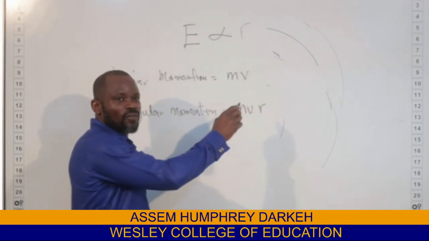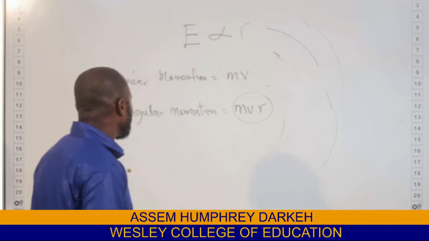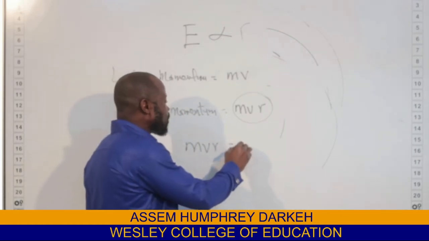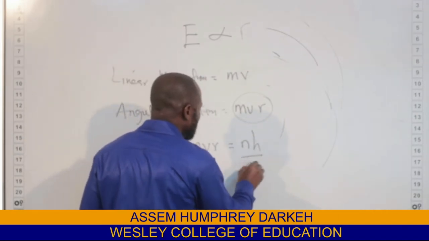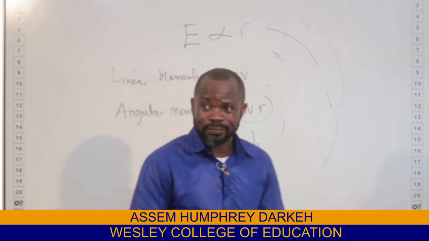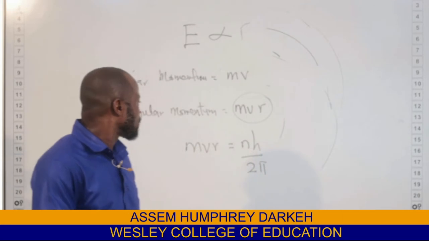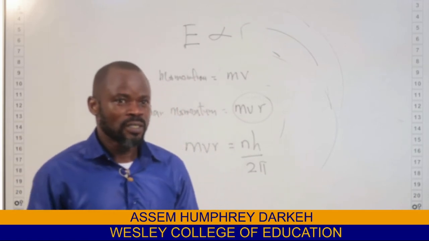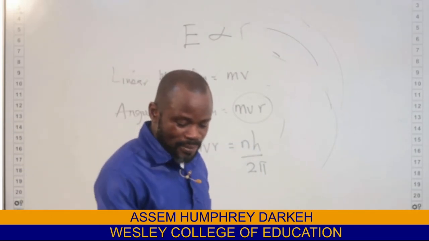So Bohr's number four of the assumptions is telling us that this mvr is the same as the integral multiples of the Planck's constant. Planck's constant is h divided by 2, and we'll put here a certain constant, which is the pi that we know of. So the fourth assumption simply tells us that there are allowed values for the angular momentum. Now let's go to assumption number five.